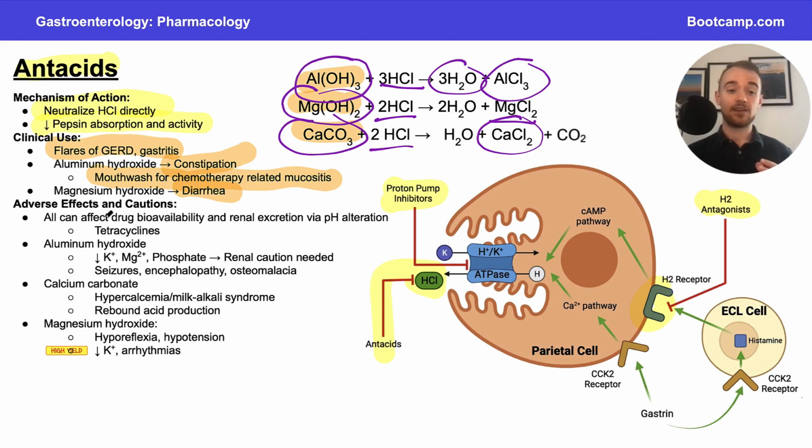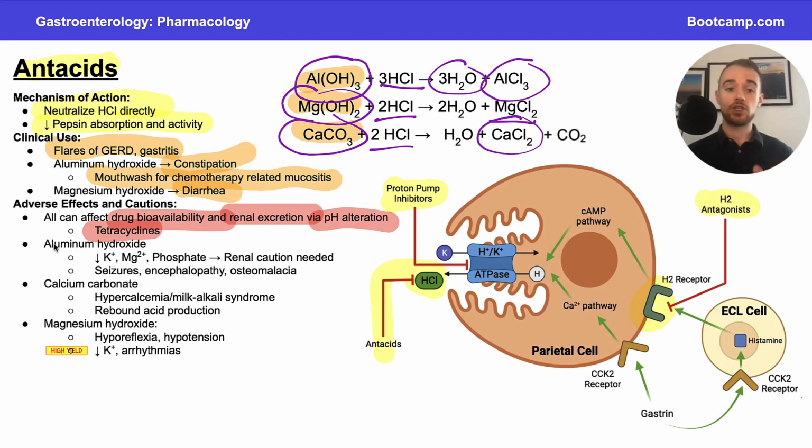Now, because antacids are quite literally bases, they're neutralizing acid, and because of that, all of these antacids can affect drug bioavailability and renal excretion via pH alteration. A notable one for this is going to be tetracyclines. You hear people say, don't take your tetracyclines with milk. Similarly, don't take your tetracyclines with antacids. Very similar principle, a combination of chelation and pH alteration are going to prevent your tetracyclines from properly working.